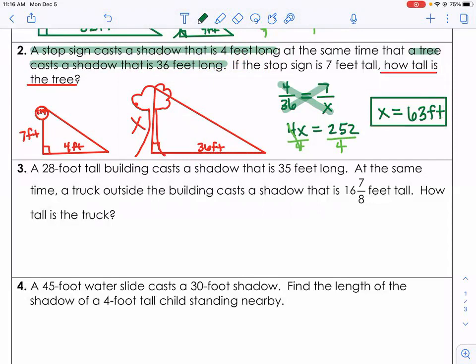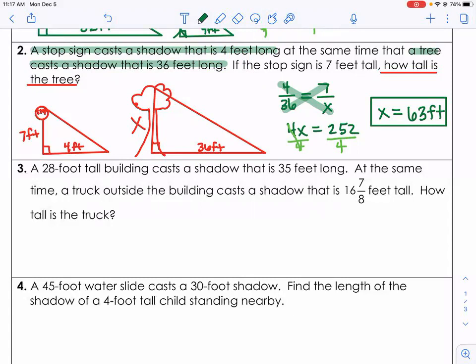Raylia, does it make sense for our answer to be 63? If we look at our picture, does 63 make sense? Now my picture isn't the best picture, but that's okay. Notice how our height is longer than our shadow for the stop sign. So in our tree, our height better be longer than our shadow. Now, my triangles don't really match that, but it's okay.